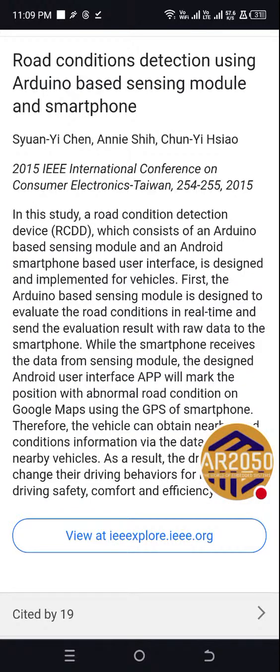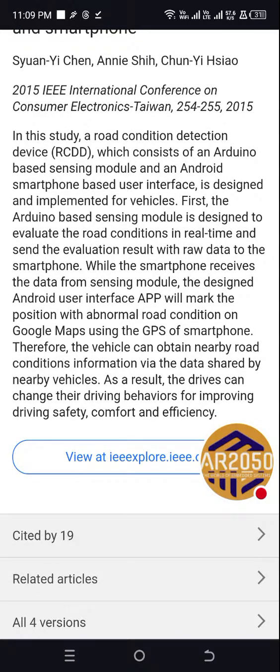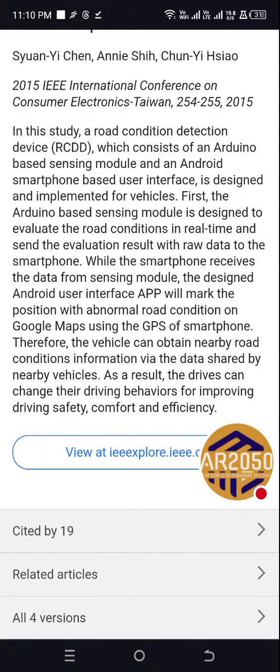Mark the position and road condition like Google Maps, while the data is shared by the nearby vehicles. As a result, the drivers can change their driving behaviors for improving driving safety, comfort, and efficiency.